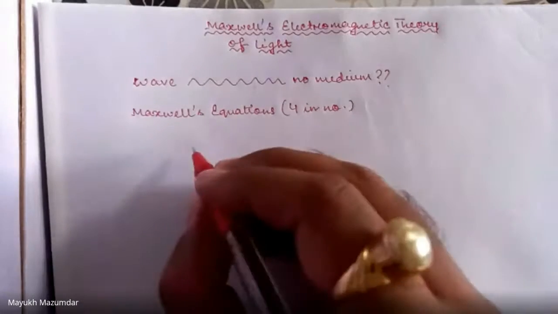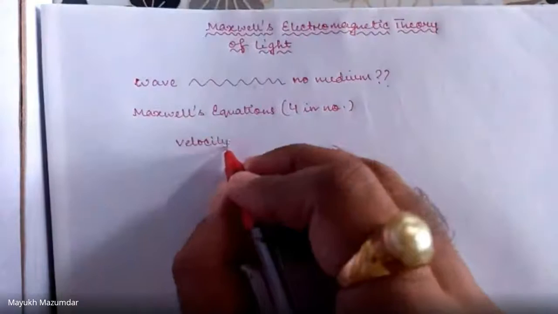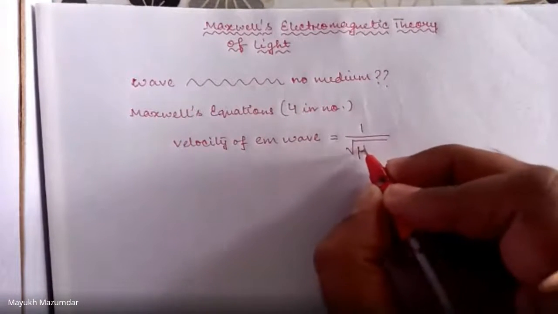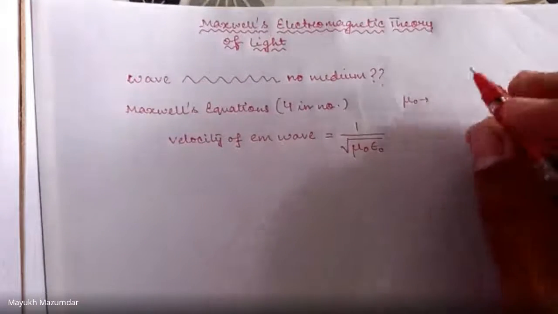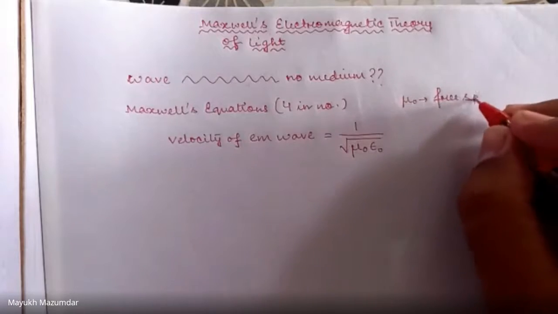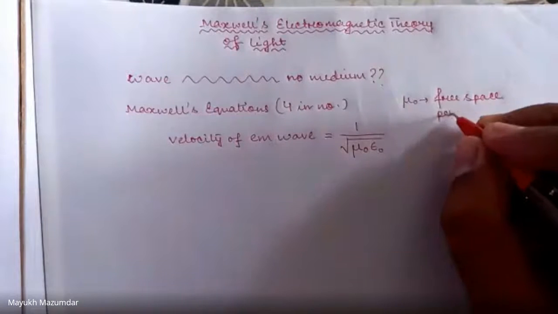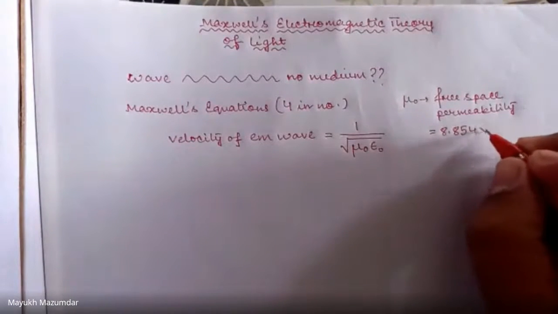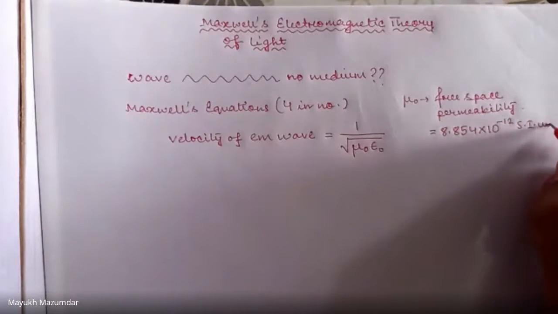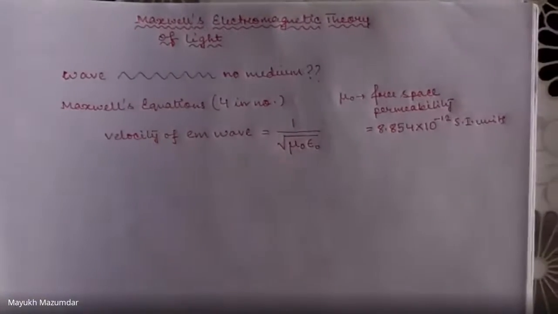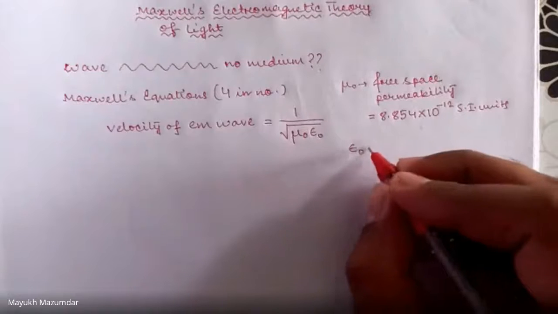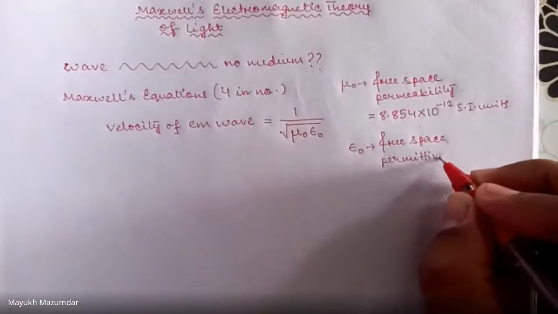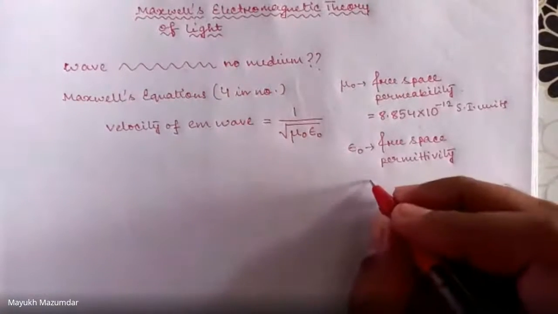Okay, no problem. The surprise was that when he calculated the velocity of an electromagnetic wave, the formula was this. You know these things, at least you have heard the names. Mu zero is the free space permeability. That is approximately 8.854 into 10 to the power minus 12 SI units. The unit is big, I can't follow up accurately. That's not important. The value is important, and this is the free space permittivity. Permeability has to do with magnetism, and permittivity has to do with electric fields.